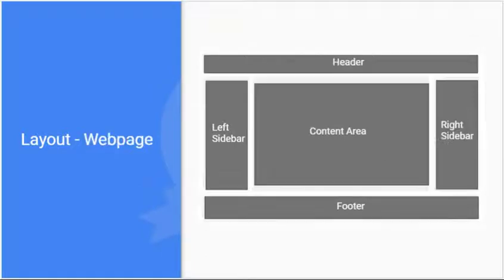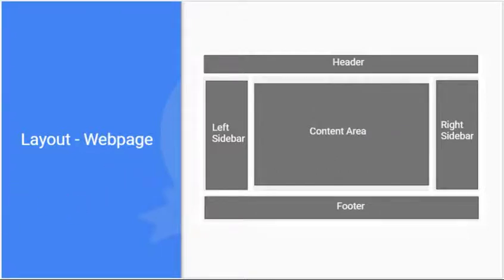Another second type of layout is the web page layout. This type of layout contains the header, footer, left sidebar, right sidebar, and the content area. The left sidebar may be optional, or the right sidebar may be optional. So you can have different types of layouts. You can design your own layout.